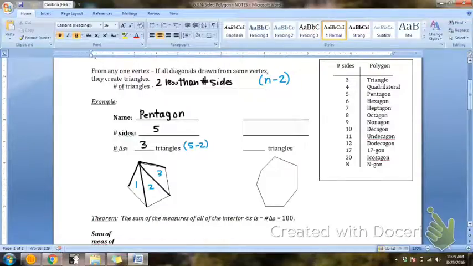So let's look at another shape. If I look at a 7-sided figure called a heptagon, we know it has 7 sides. So 5 triangles in a heptagon. So let's try that. Let's start up here and let's try to draw 5 triangles. Go to each vertex.